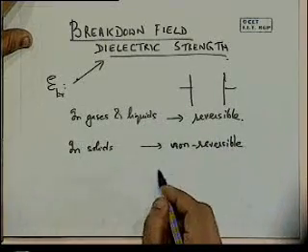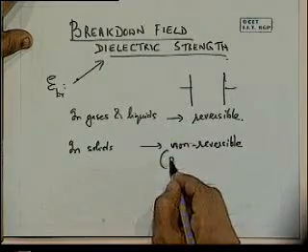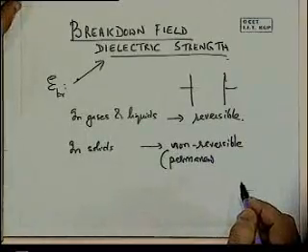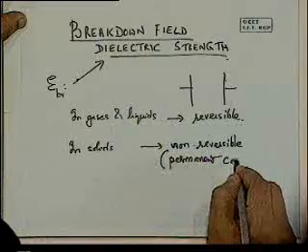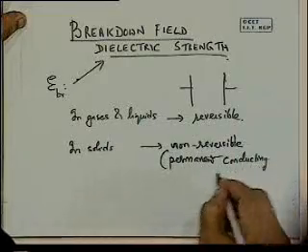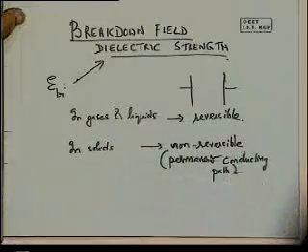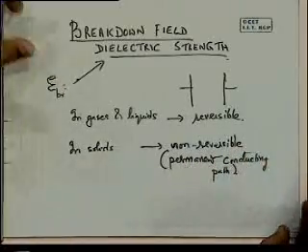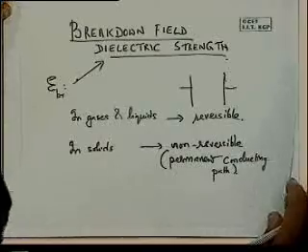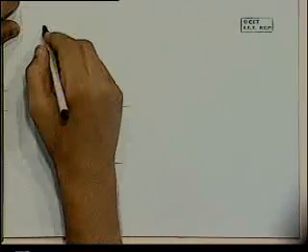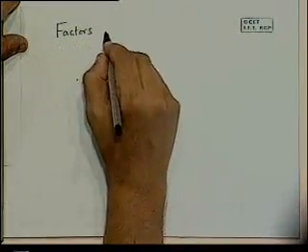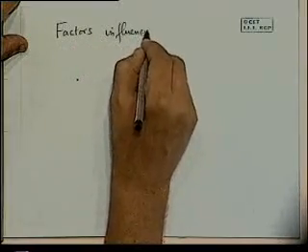Because what ends up happening during breakdown in a solid is that some kind of a permanent conducting path is set up, and once that is there, even if you reduce the voltage, it's going to conduct through that path. Okay? So in solids, once it's failed, it's failed. But if you're using gases or liquids, you can turn down the voltage and thereby use it again. Now, what are the factors that influence the breakdown field? And we'll look at a few.